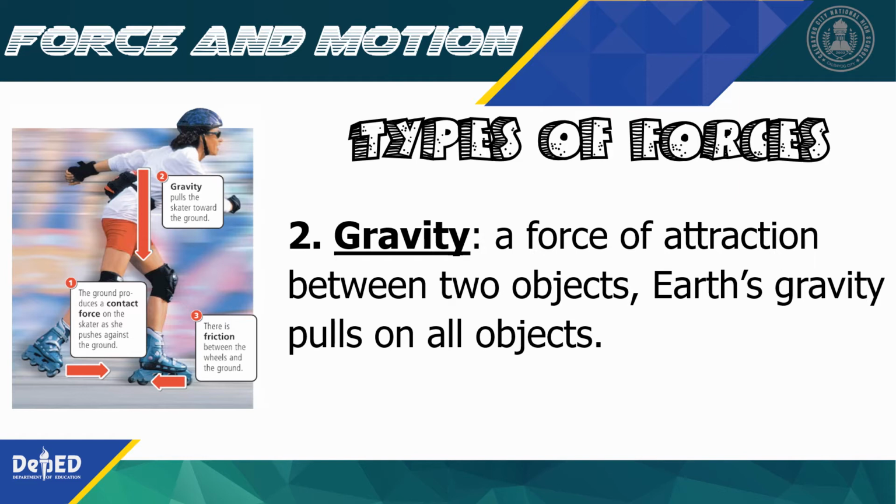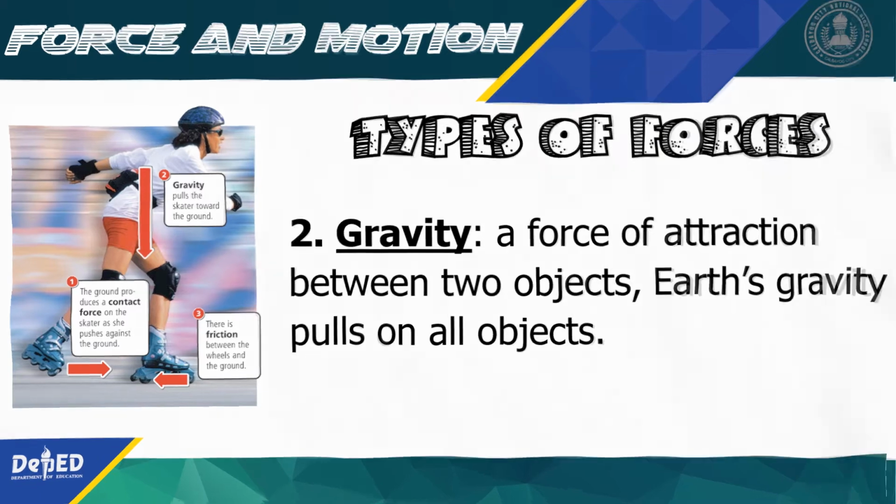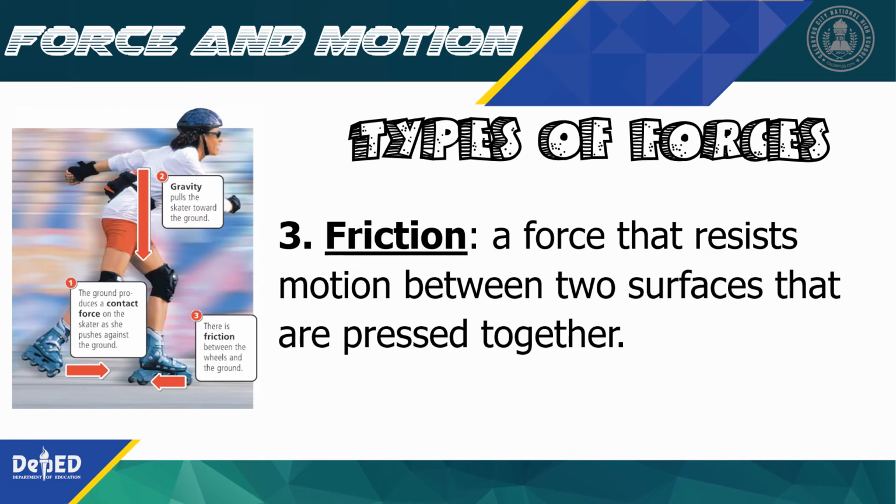Next up, we have gravity, a force of attraction between two objects. For example, Earth's gravity. Looking at the figure, the long arrow pointing down makes the skater being pulled towards the ground. Next is friction. Friction is a force that resists motion between two surfaces that are pressed together. The figure shows the skater moving towards in that direction because the wheels and the ground resisting to each other when pressed.